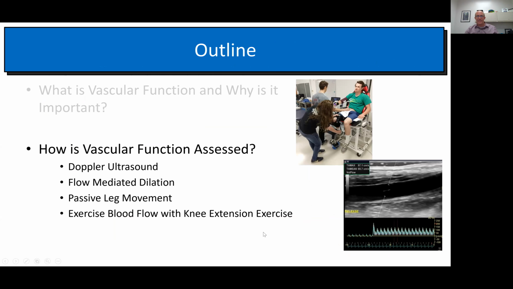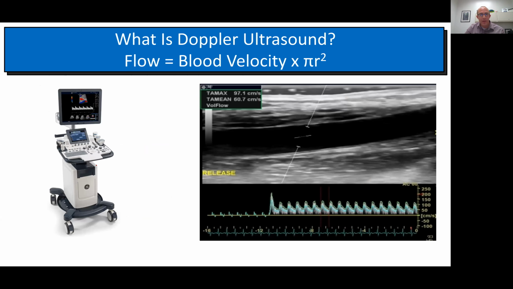So how do we assess this? How do you assess vascular function? Well, most of the time in the lab, we use something called Doppler ultrasound. So let's talk about that. Doppler ultrasound, fancy little machine, looks something like this. Lots of different variations of it you'll see around BYU. The screen on here looks just like this. I'll talk about that in a second.